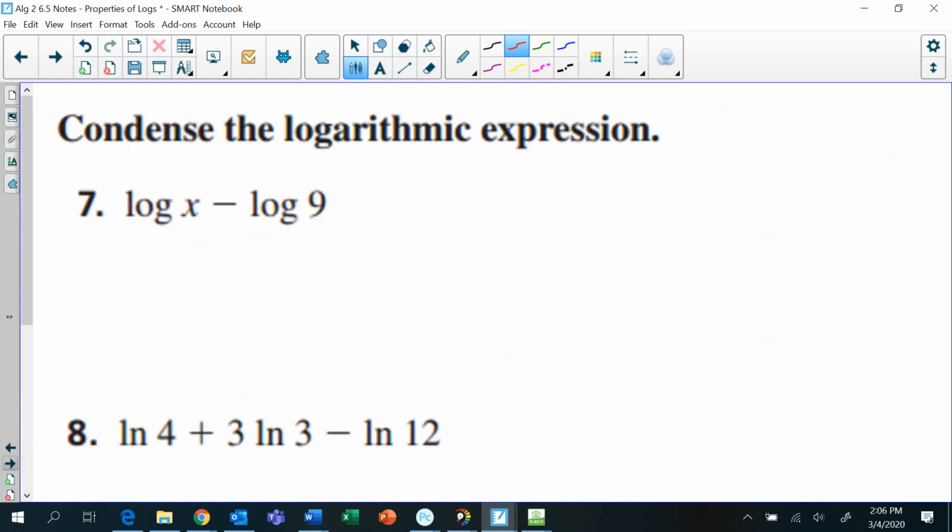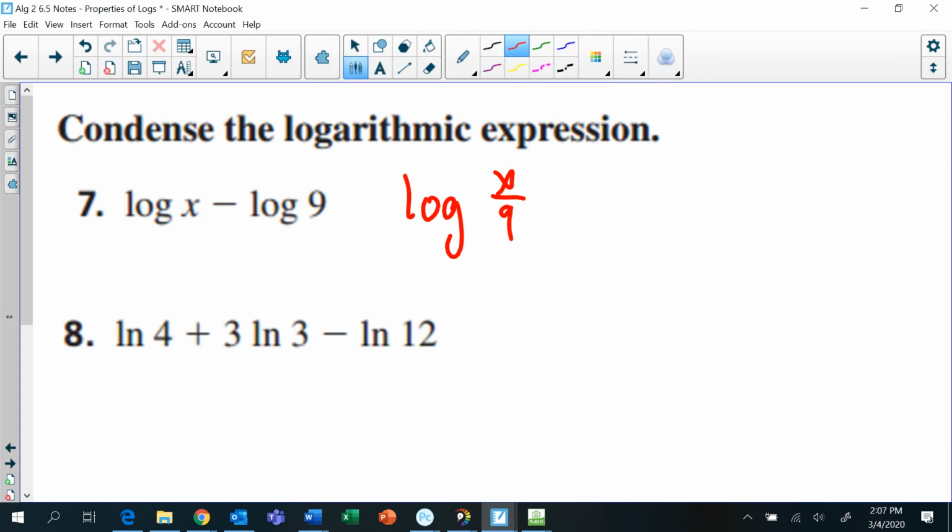So condense should be quick. We condense this one, what does subtraction mean? So we do log x over 9. See, 9 was the negative, so we put that on the bottom. This one. I'm looking at this. I'm going to see this 3 first. I'm going to move it up and make it an exponent. ln 3 cubed. ln 27.